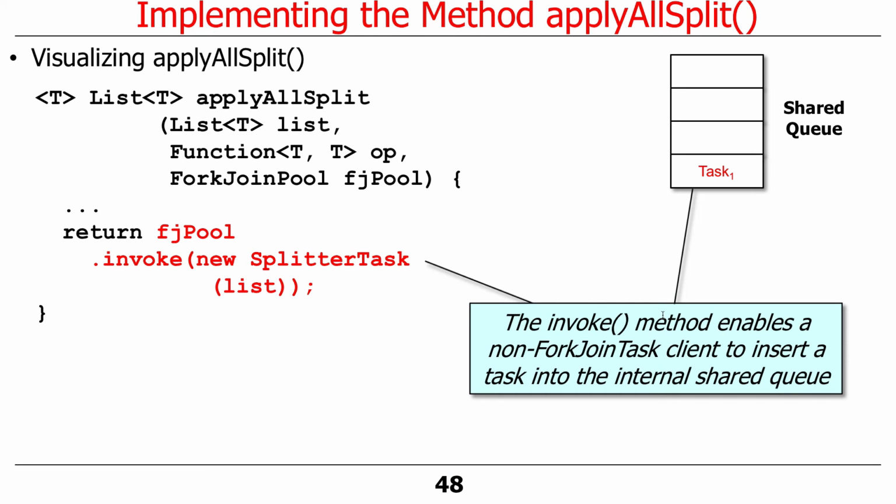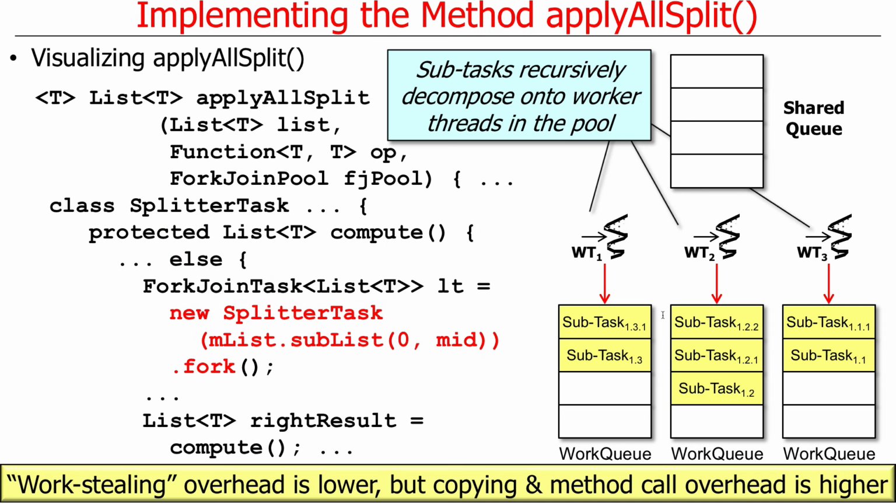So let's take a look at a visualization of this now. This is hopefully going to make it a little bit more clear what's going on and why it's a win. So once again, we start off by saying fork join pool invoke, and we give the new splitter task for the list, and that will go ahead and insert the task into the shared work queue. Now we've moved into the worker thread. So the worker thread is going to pull that thing off the queue.